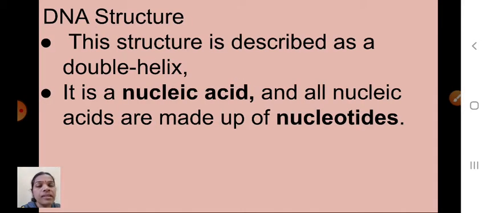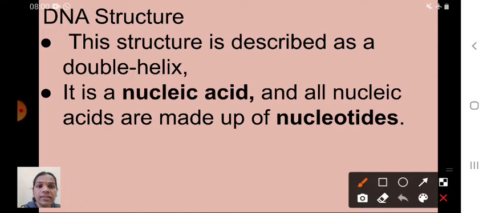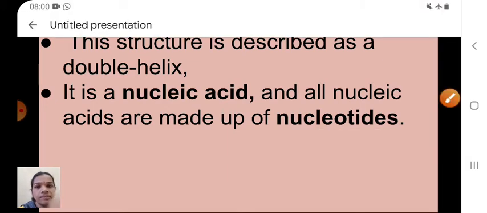See here, DNA structure. I will start now. This structure is described as a double helix structure. Already we know, isn't it children? It is a nucleic acid, and all nucleic acids are made up of nucleotides. So DNA is made up of a small unit. What is that unit's name? Nucleotides.